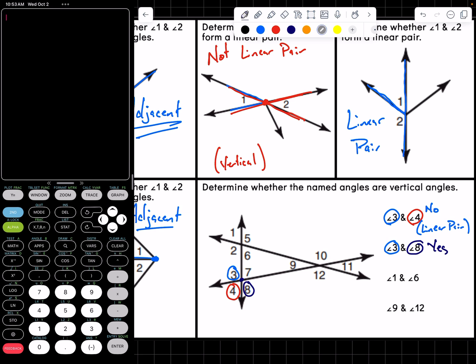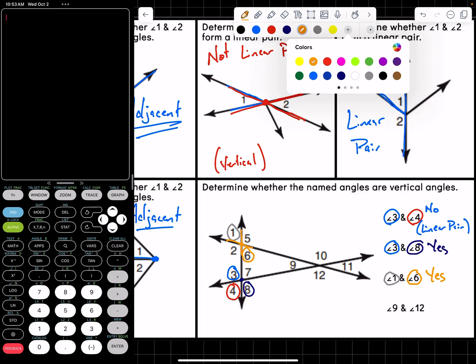If I look at angle 1 and angle 6, again, they share a vertex. They form by intersecting lines. They're opposite angles of each other. So yes, again, these would be vertical angles.